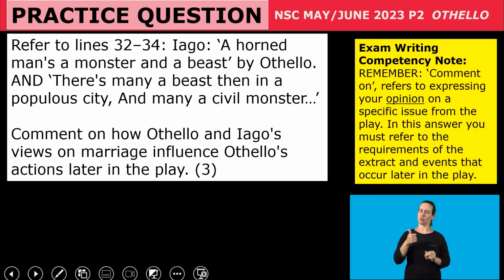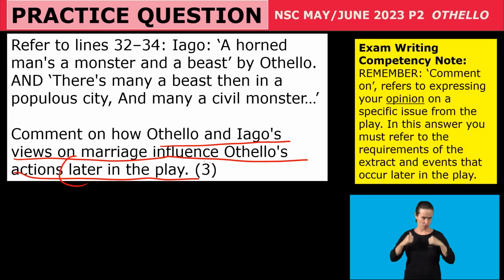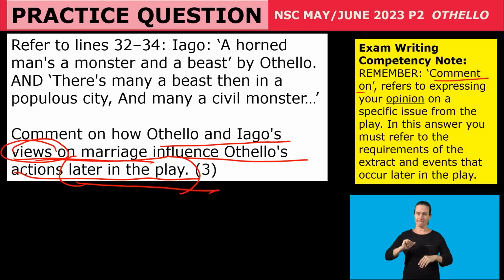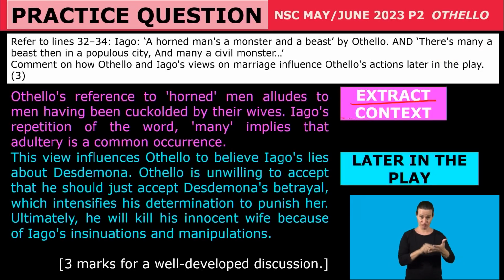Comment on how Othello and Iago's views on marriage influence Othello's actions later in the play. So we have to refer to later in the play and their views on marriage. So comment on refers to expressing your opinion on a specific issue from the play. In this answer, you must refer to the requirements of the extract and events that occur later in the play. So firstly, we are looking at it in the context of the extract, and then we're going to look at it later in the play.